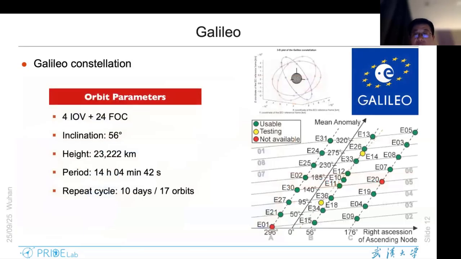All right, this is the constellation composition of the Galileo system. It has four IOV satellites and 24 FOC satellites. The inclination angle for the orbital plane is quite similar to GPS, 56 degrees, and it has a little bit higher altitude compared to GPS. It's 23,000 kilometers, which is about 3,000 kilometers higher than the GPS orbital planes.